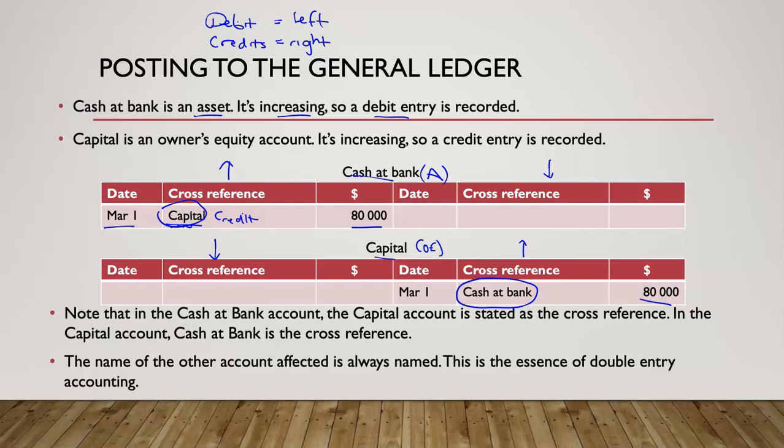My cross-reference in my capital account is cash at bank because I'm recording a credit. What was my debit? Cash at bank. We always name the other account affected in our cross-reference. What is the one or two accounts impacted to result in that debit or credit? That's why it's called a cross-reference.